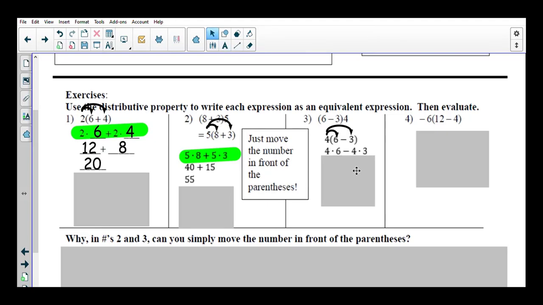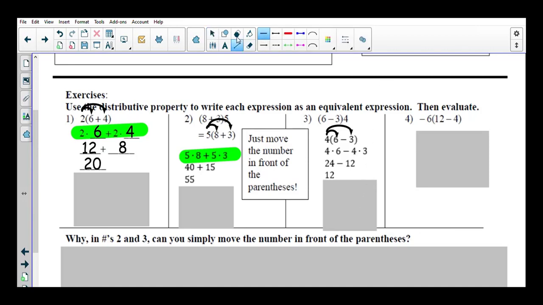4 times 6 is 24. 4 times 3 is 12. And 24 minus 12 is 12. By the way, you can use your calculators here, so I would certainly encourage you, if you don't know basic multiplication facts, which you should, use your calculator. If you want to double check your work, use your calculator. We're going to mix in some negatives here in a moment, so you'll definitely want to have your calculator handy for those. In number 4, we're going to distribute the negative 6 into the parentheses.